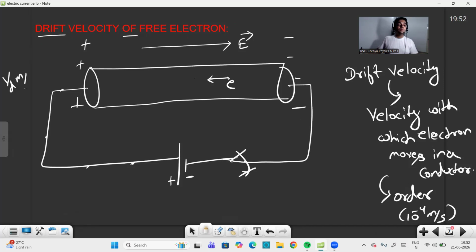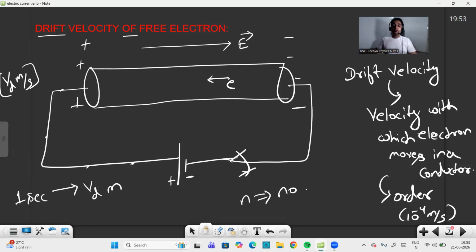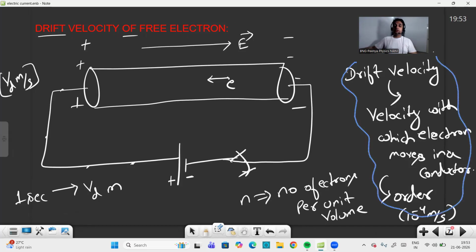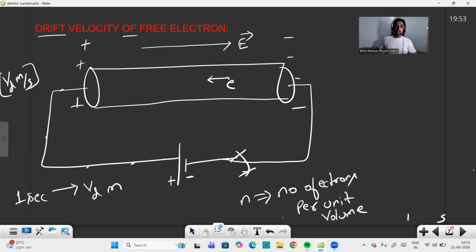So just consider one electron, and its speed is Vd meter per second. That means in 1 second, it moves Vd meter. And here we take small n as the number of electrons per unit volume. Now n is the number of electrons per unit volume, and in 1 second it moves Vd meter.